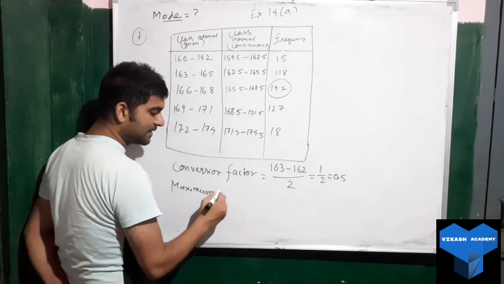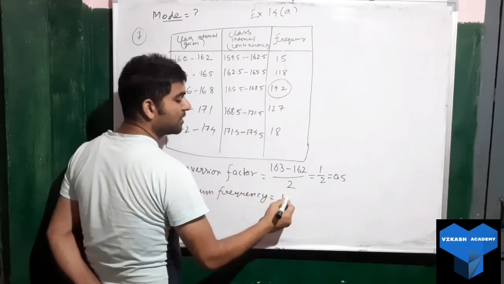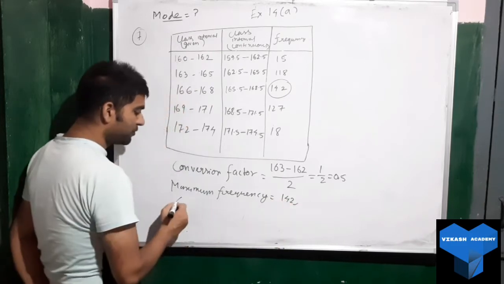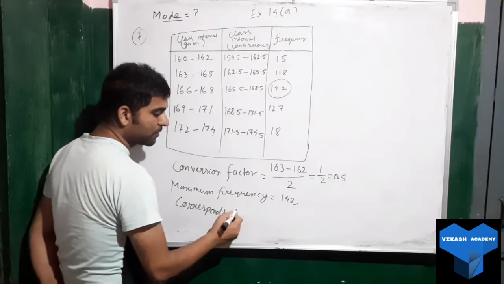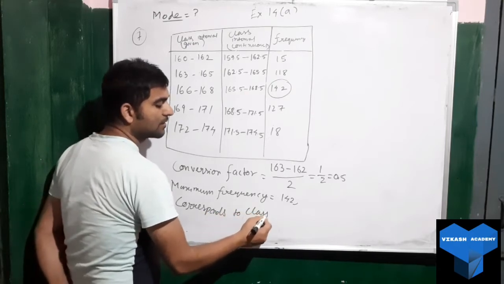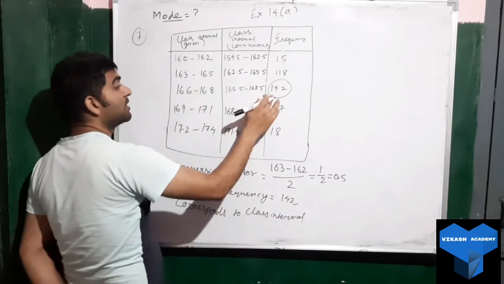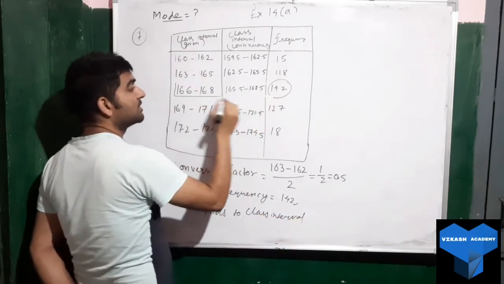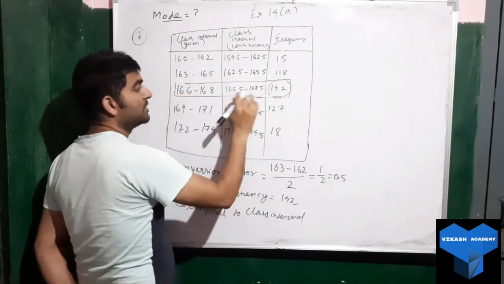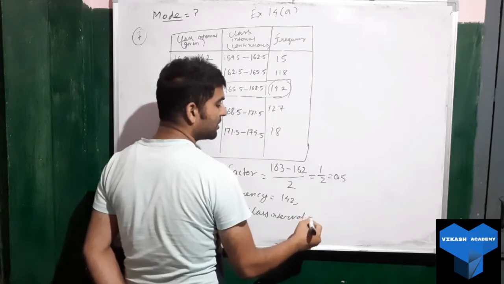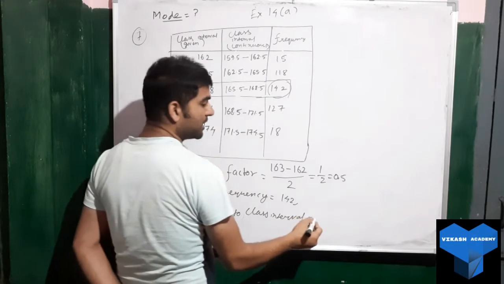So what will you write? Maximum frequency equals 142, which corresponds to a class interval. Which one? This is the class interval, right? All of this is your class interval. So it corresponds to this class interval. We will take the regular, continuous one, not this one. So we will take what?